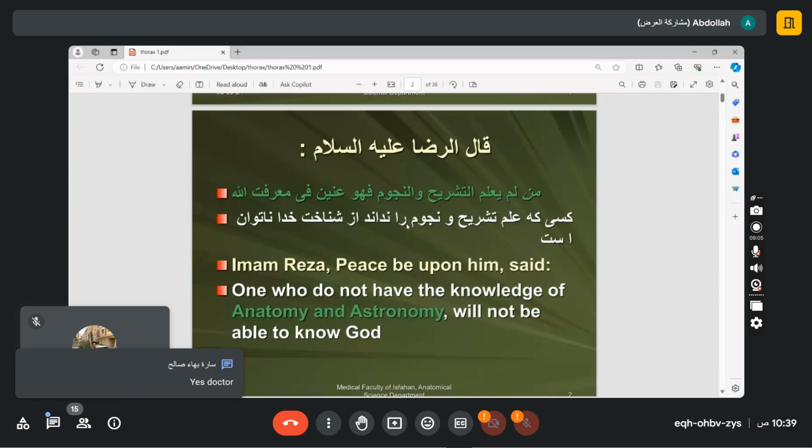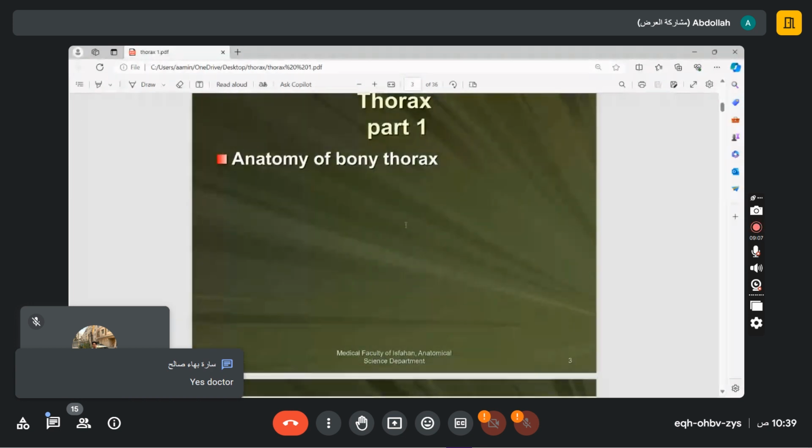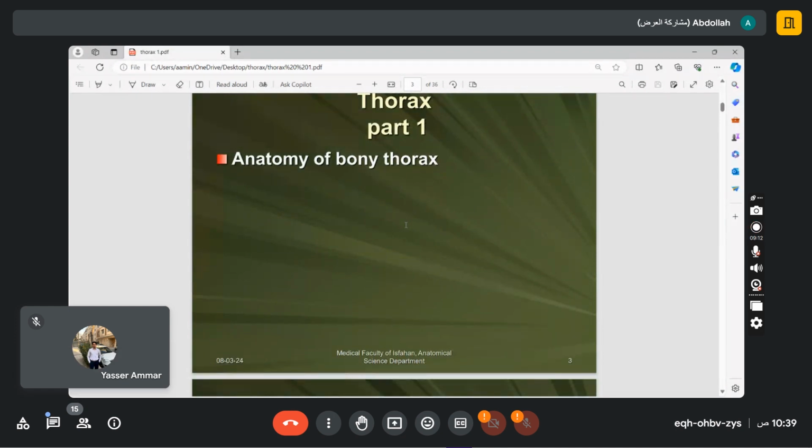Again, in the name of God, I start the class. Today we study the thoracic parts 1, the anatomy of the bony thorax. In the previous session, many students asked me whether this is part of the skeletal system or the cardiovascular system. No problem, this is part of the cardiovascular system. For studying the cardiovascular system, we need to learn the supporting tissue that supports these vital organs in our body.